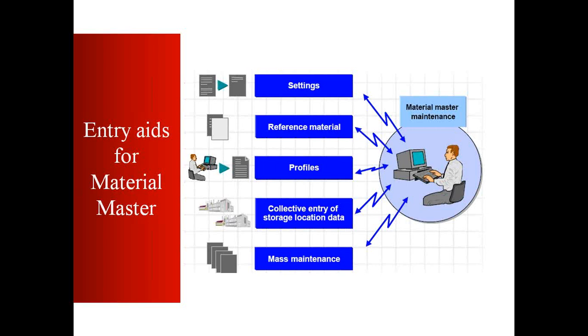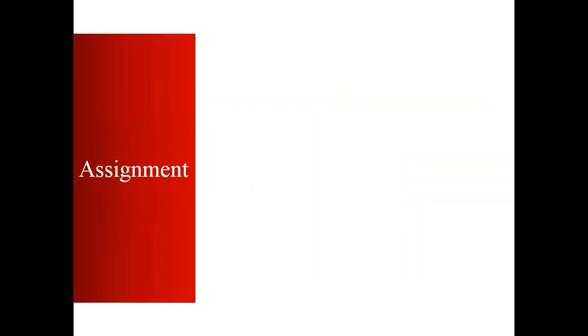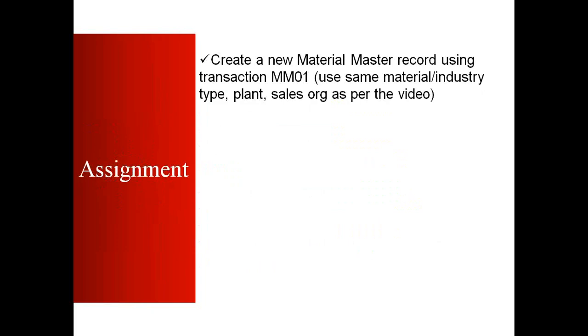So that's all for the material master. Now the assignment for the material master. Just create this assignment for practice on the server. First of all, create a new material master record using the transaction MM01 and use the same material and industry type, plant, sales organization that I'm using in the training here. Okay, 1010, distribution channel 01, storage location, like that.